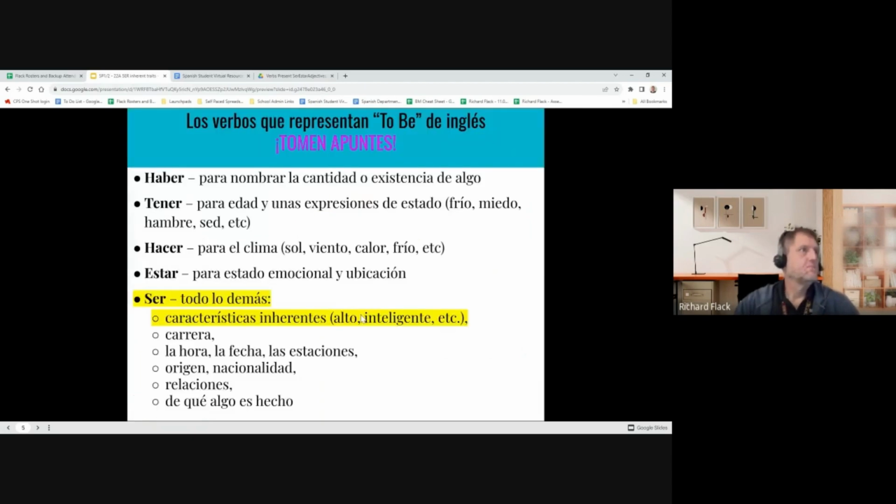Okay, so just to recap, we have been through 4 of the 5 verbs already that make up the English verb to be. We've seen haber, we've seen tener, we've seen hacer, and we've seen estar. Now we've got the verb ser, which is the big one. Es el grande. So ser is used to talk about a whole bunch of things. Inherent characteristics is what we're going to be focusing on for today. In upcoming lessons, we will get the rest of this list.